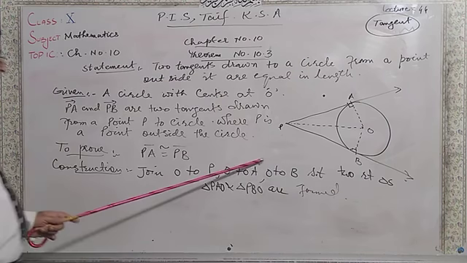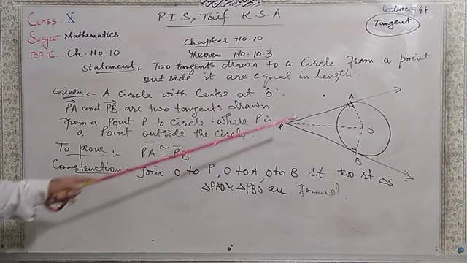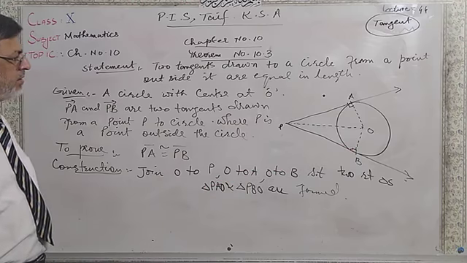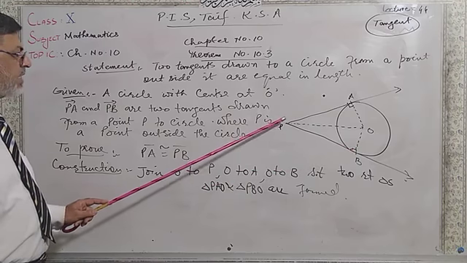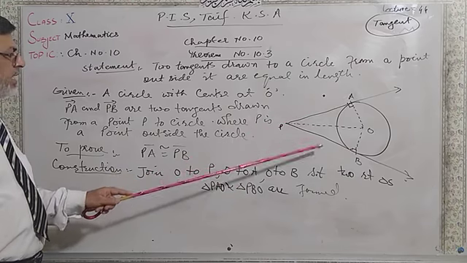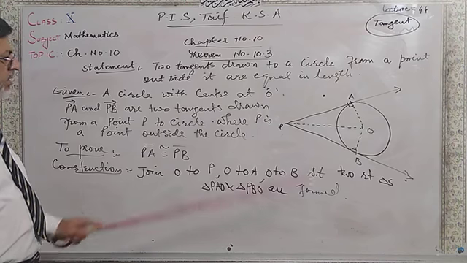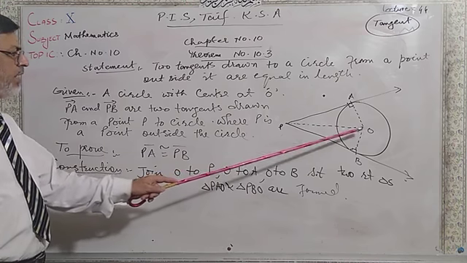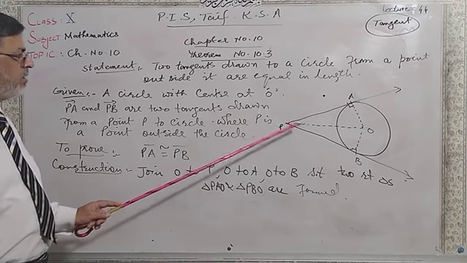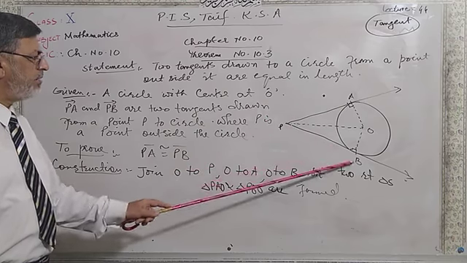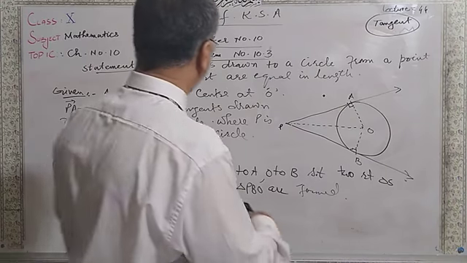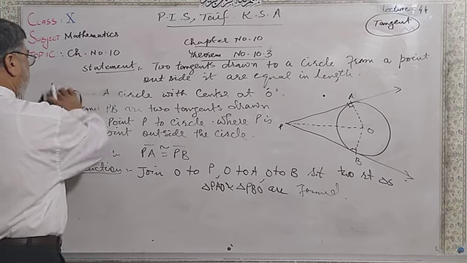Dear students, this is the construction. What is given? A circle with center at O, two tangents PA and PB are drawn from a point P which is outside the circle. And what is to prove? PA is congruent to PB. And construction is join O to A, O to P and O to B such that we can have two right triangles PAO and PBO. This is your construction. After that, we have the proof.